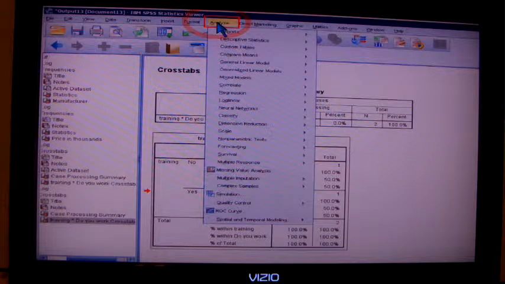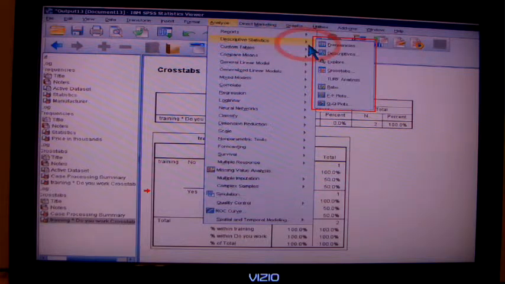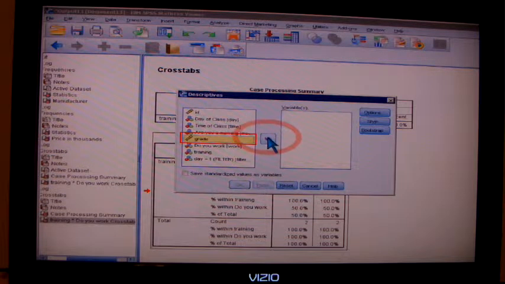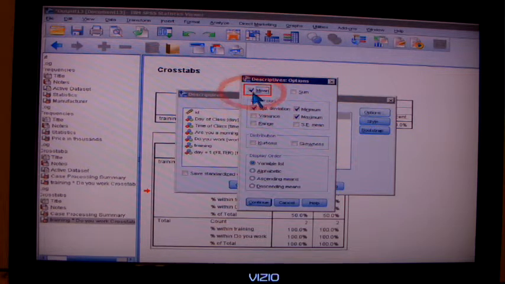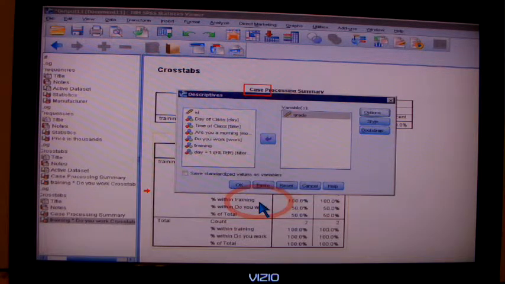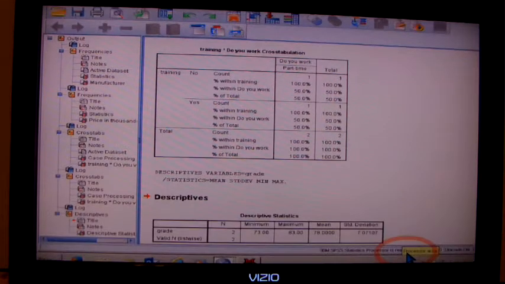Okay, we're going to go to descriptive statistics and descriptives. Let me just reset this. We're going to put the grade over there. And then we're going to go to the options and make sure all of them are checked that we want. Mean, standard deviation, minimum, maximum, yes. Notice there's also a range on there, so there's some other stuff. The variable list is correct, and we click OK. Then continue, and then OK. I did this so you could see this.